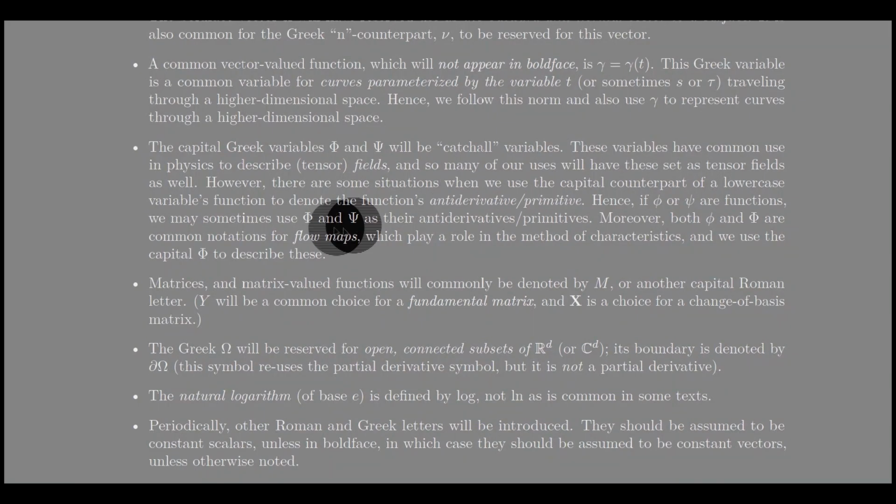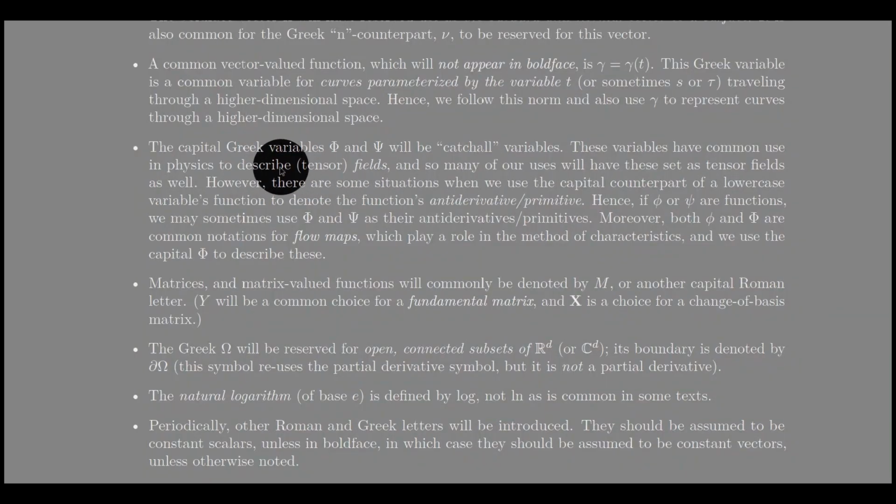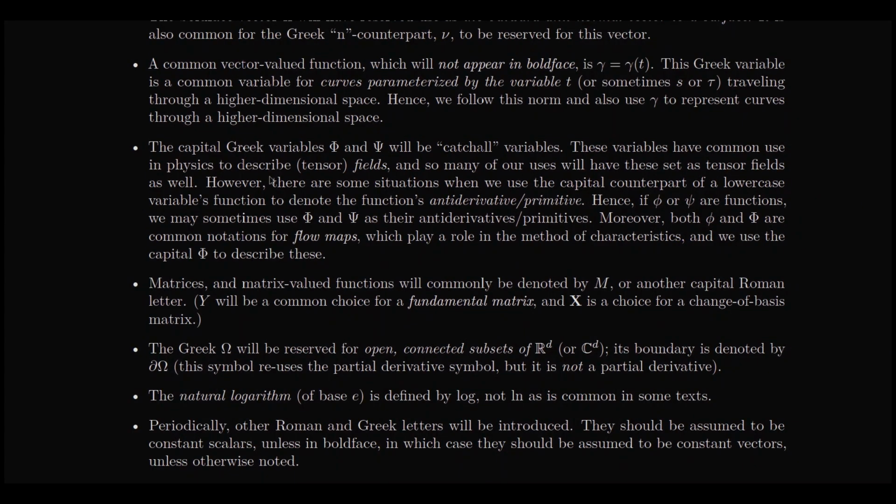as the antiderivative or primitive sometimes of a phi and psi, and sometimes the lowercase phi or capital phi are both used as flow maps, and these will play a role in chapter 3, as you'll see. So you just have to be a little comfortable finding the context of phi or psi. I would say most often you should assume that they're going to be tensor fields, but you just never know.